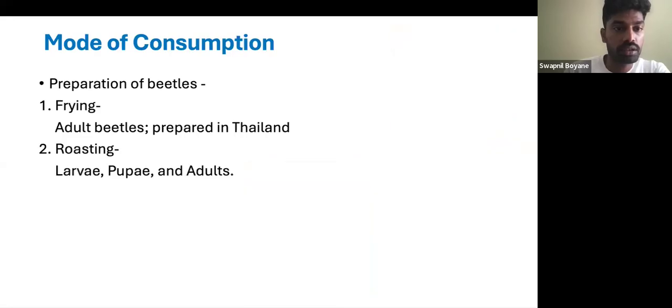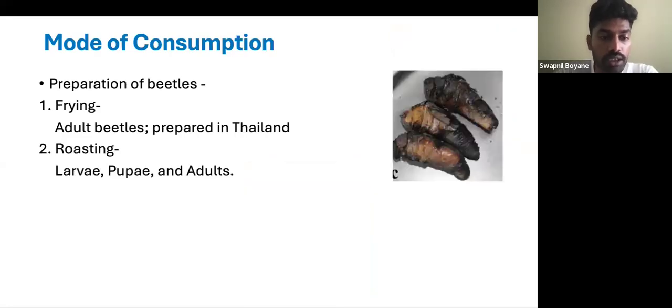And then we have the roasting. For roasting, mostly larvae, pupae, and adults can be used. This is the pupae that is roasted, and some beetle larvae they roast because of the smoky flavor. Some people prefer smoky flavor. It's better than boiling or frying. So that's one reason that even larvae, pupae, and adults are being roasted.